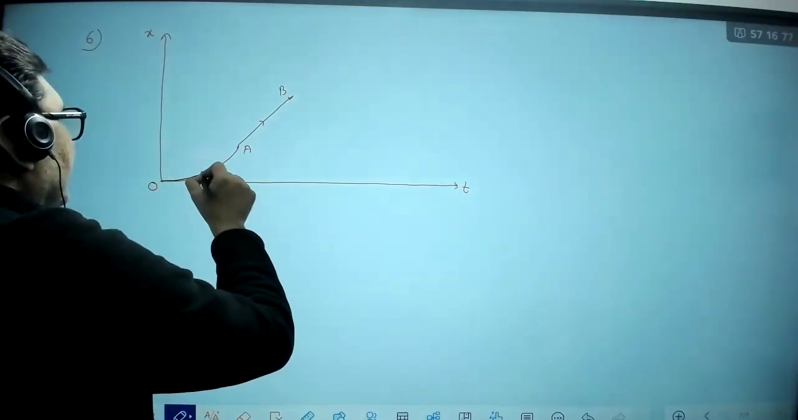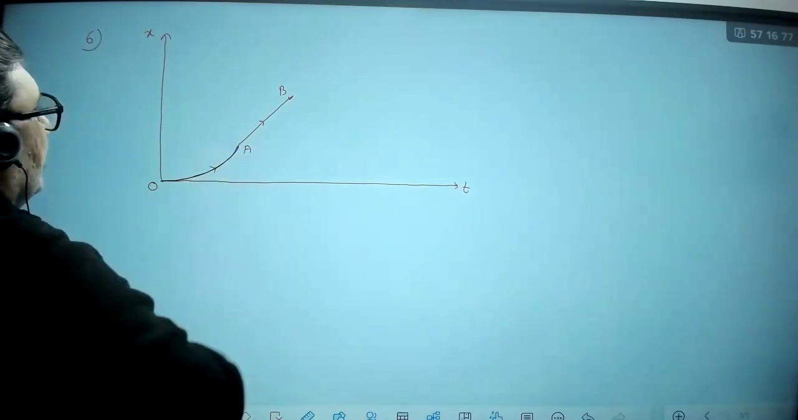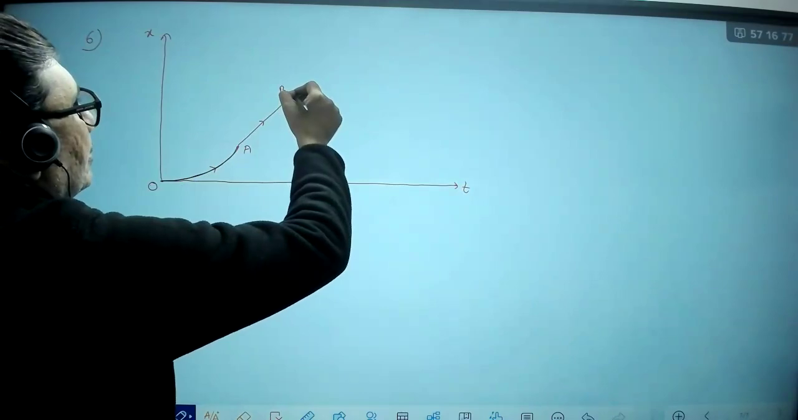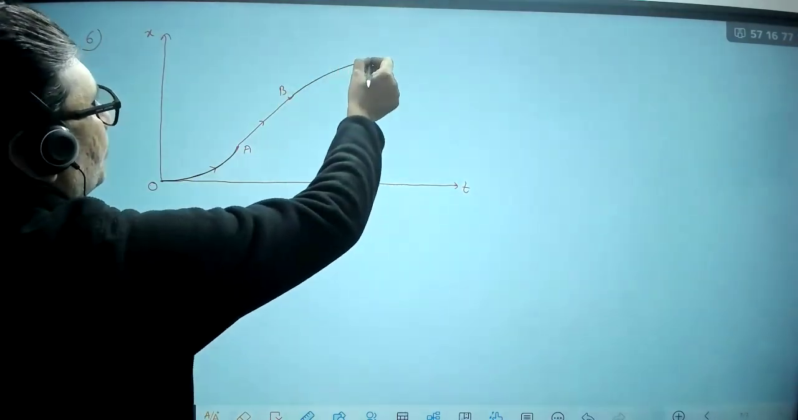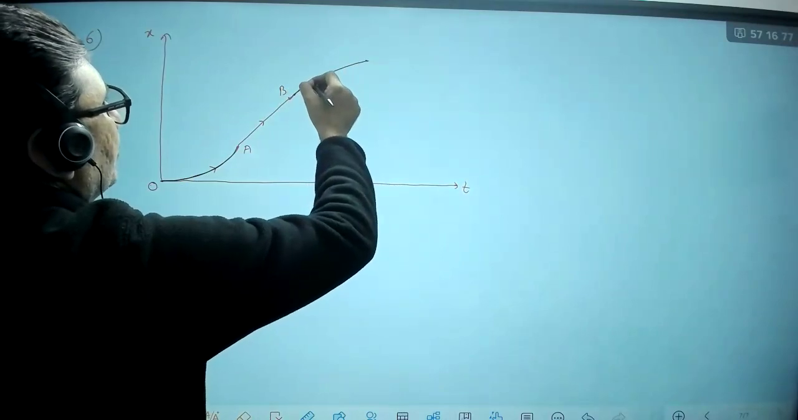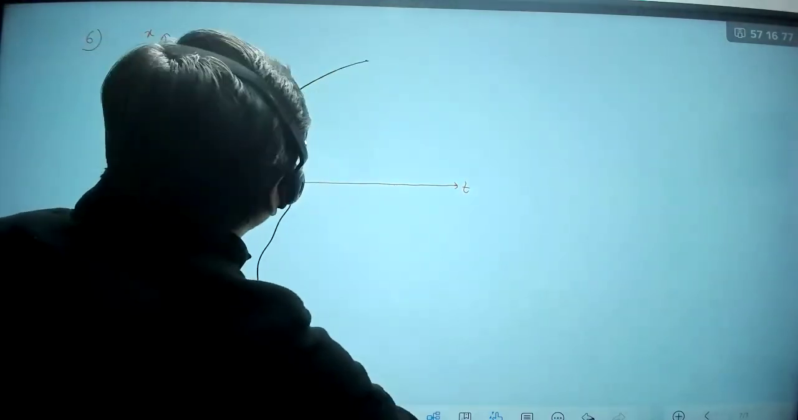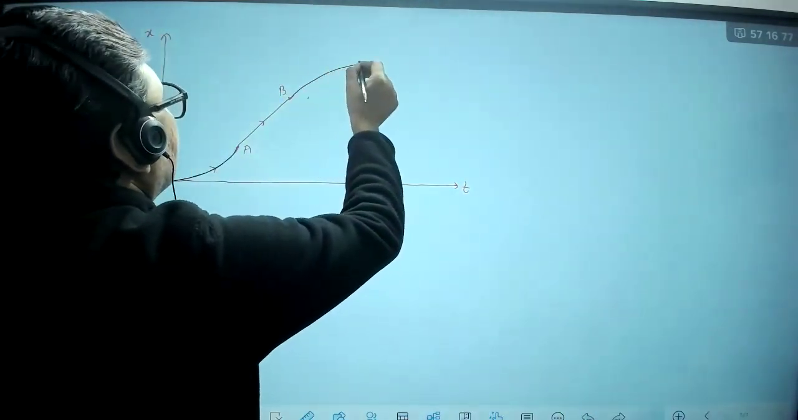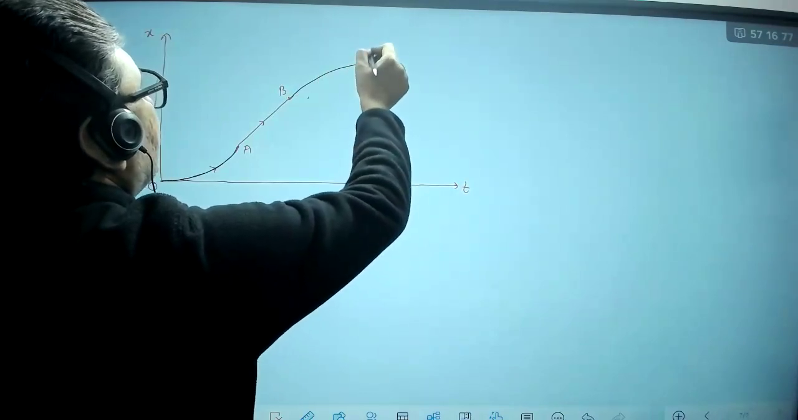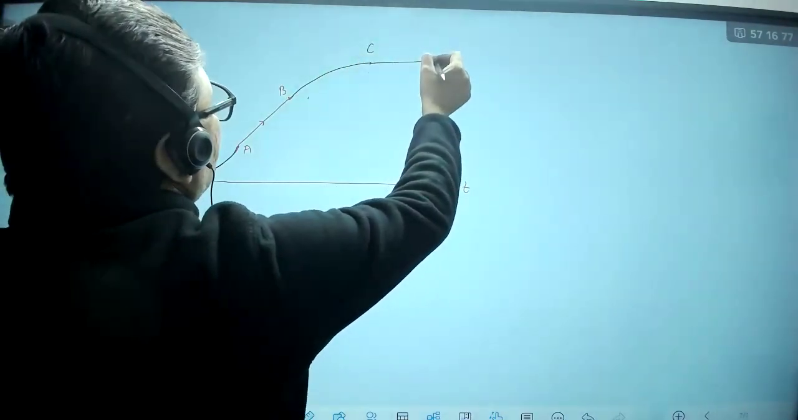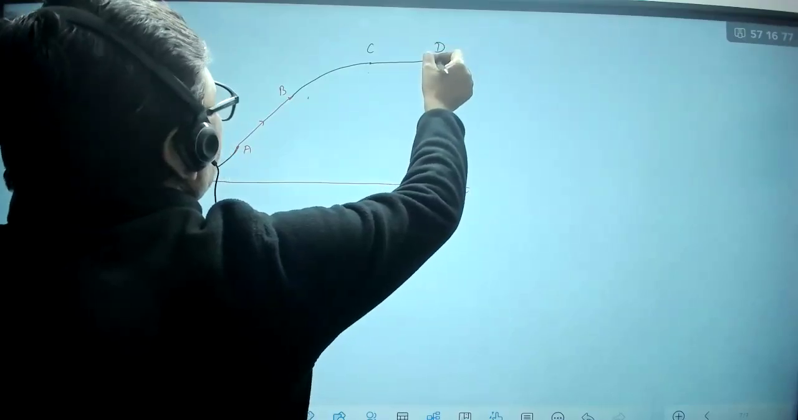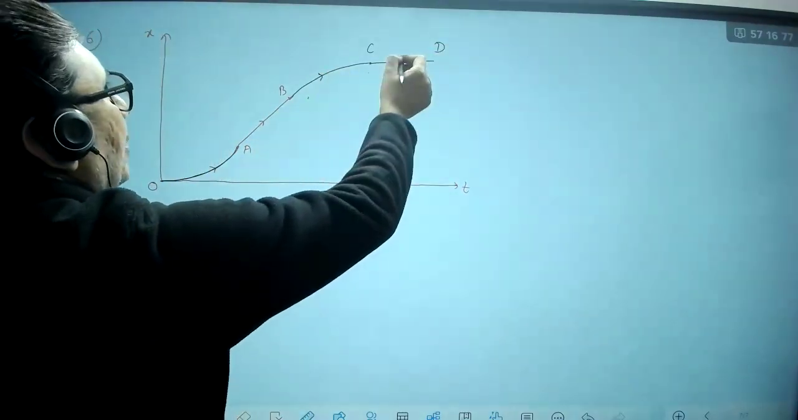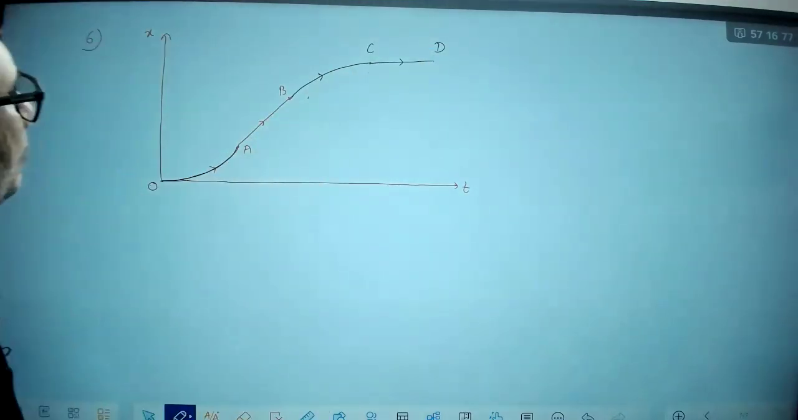I'm showing you with different colors. This is the second, next is like this. Yeah, this is curved, so here this is curved like this. This is C here, and then this is a straight line, a horizontal line, D. So these 4 parts are there, and you have to tell me which one is accelerated motion, which one is uniform motion. What type of curve is this?